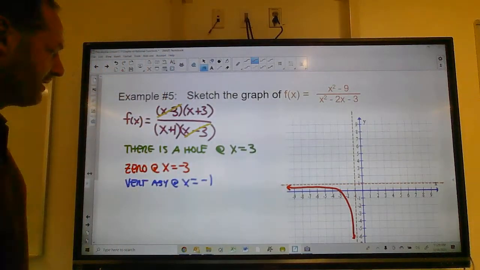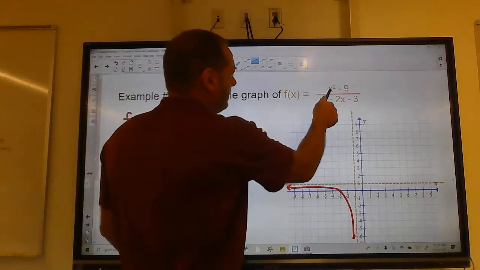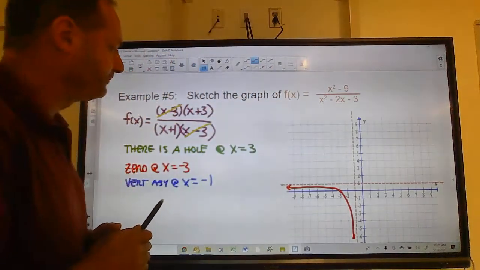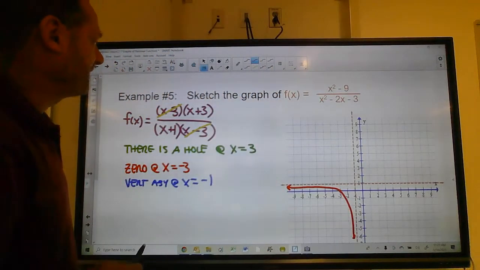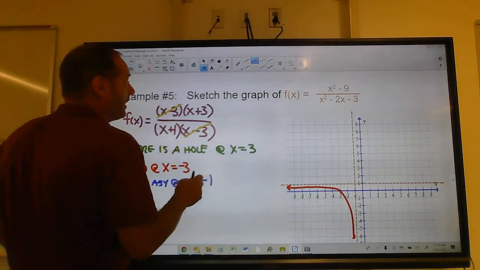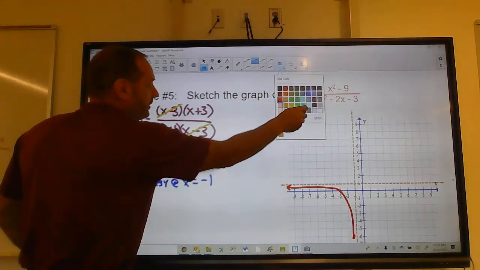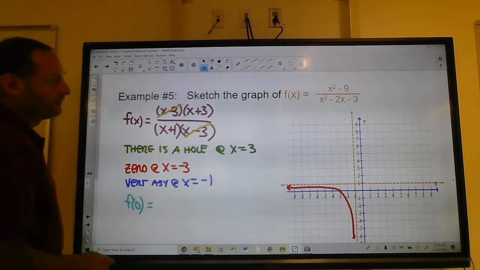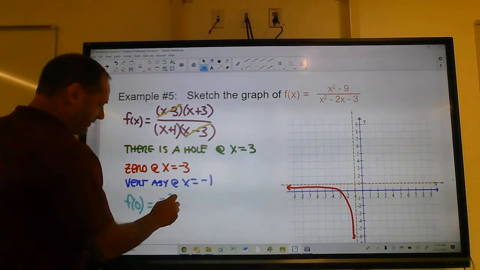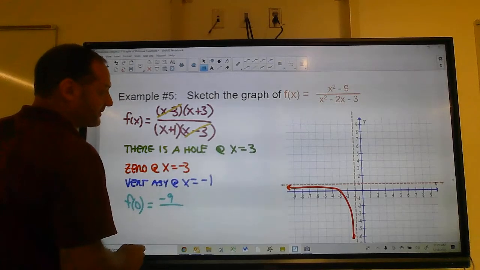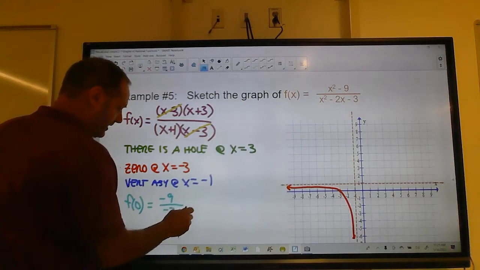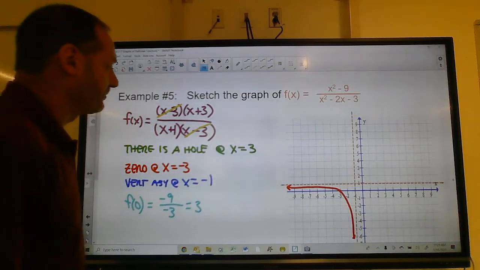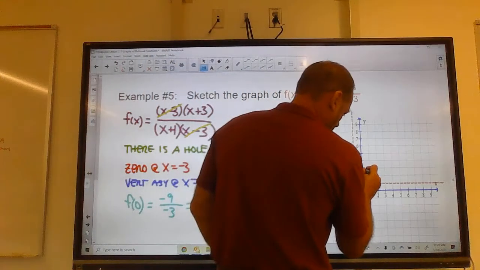Now, the only thing else you might do is plug in -2 here and figure out what this point is, so you're a little more accurate. Does this thing have a y-intercept? Sure. I can find f of 0. That'd be 0 minus 9, which is -9, and 0 minus 0 over -3, which is -3. So that's going to have a y-intercept at 3. So that's going to go right here.